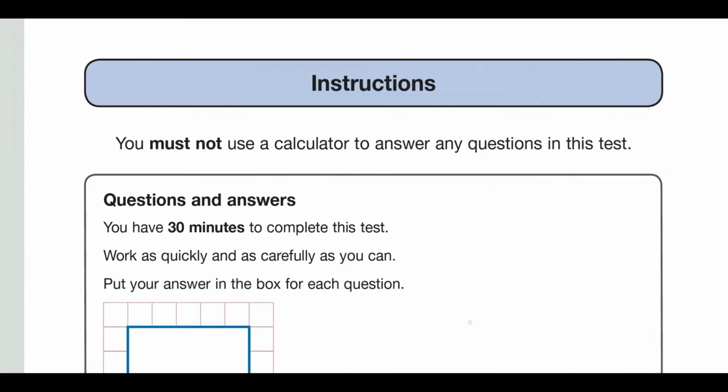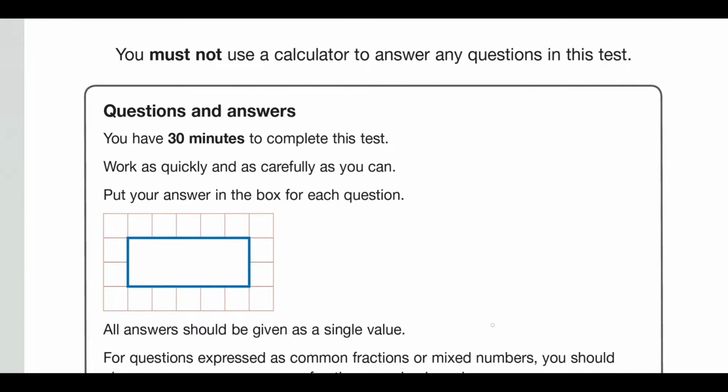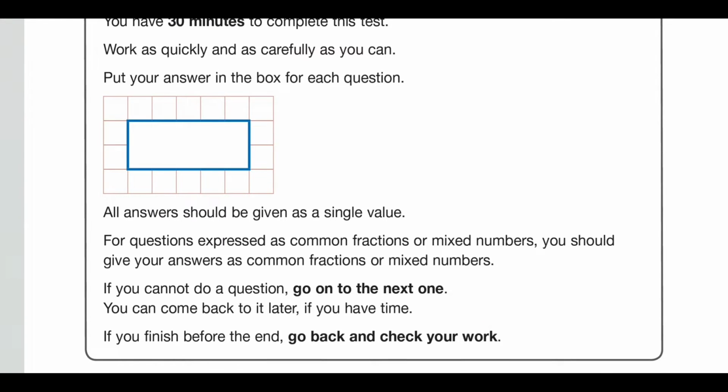I'll go down past the actual paper. These papers are downloaded from the website www.gov.uk. I will put that in the description so you can go directly there and download them. They are free. This is the actual SATS paper, and this is what it looks like. Just make sure that you put your answers in this squared box.